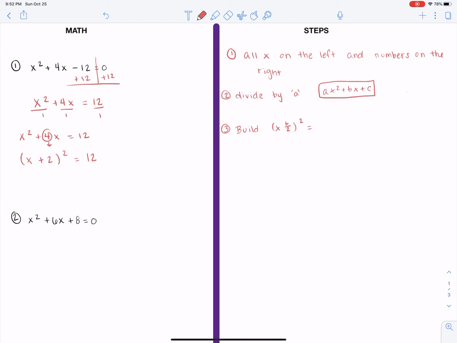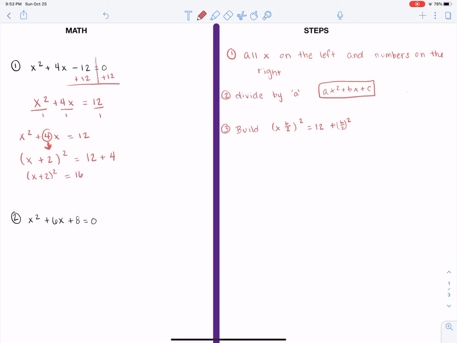Then I'm going to take the number that I had, so in this case it was a 12, and I'm going to add that number I just found, b over 2, squared. So I just found 2, and 2 squared is 4, so plus 4. Okay? All right, now let's simplify. So I have (x plus 2) squared equals 16.